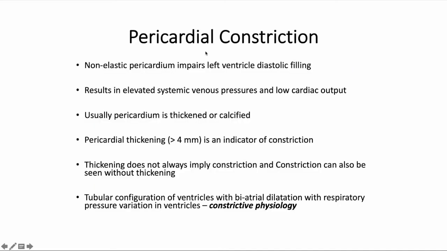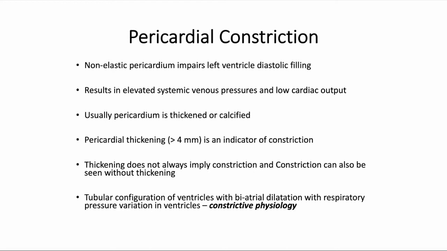So coming to pericardial constriction, whenever the pericardium becomes non-elastic, it impairs the left ventricular diastolic filling, which eventually results in elevated systemic venous pressures, which leads to low cardiac output states, causing symptoms for the patient. Usually in case of constrictive pericarditis, the pericardium is either thickened or calcified. So whenever you find a pericardial thickening of more than 4 mm, it is an indicator of constriction. But one thing to remember is thickening does not always imply constriction, and constriction can be seen without pericardial thickening.